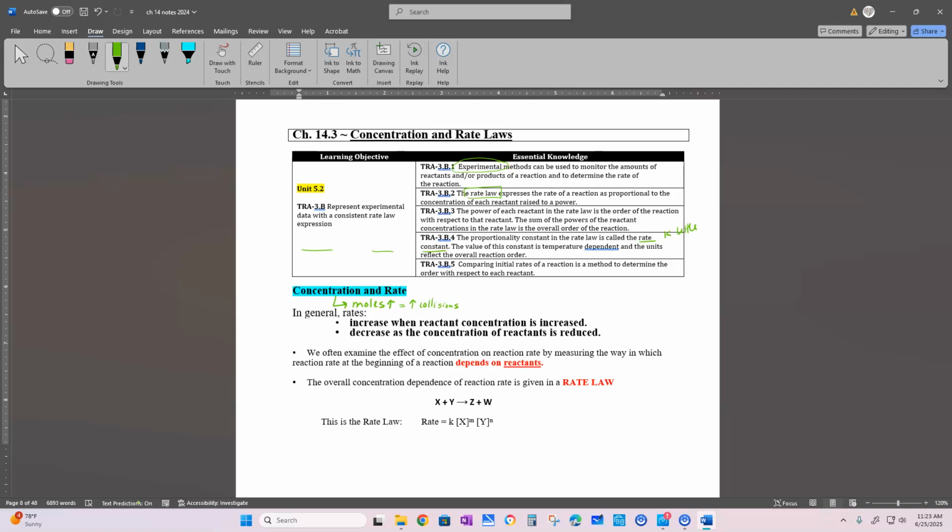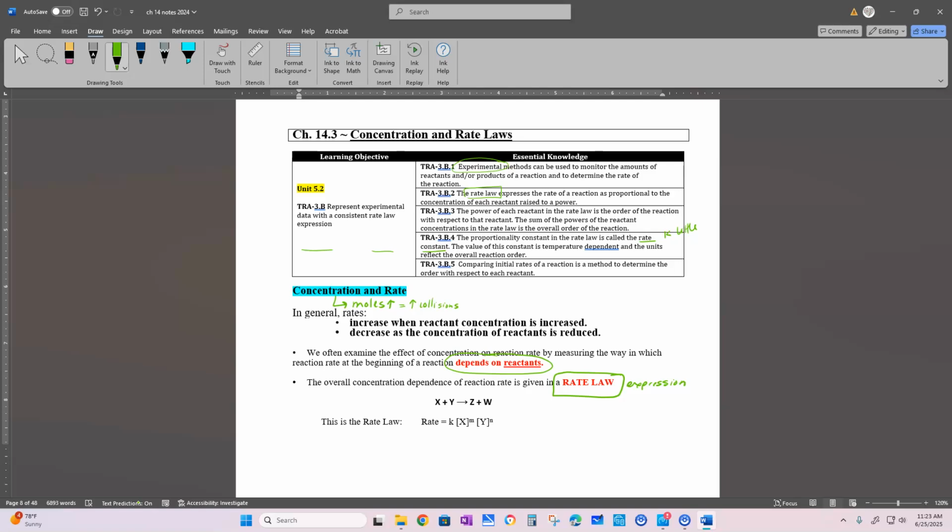We often examine the effect of concentration on reaction rates by measuring the reaction rate at the beginning of the reaction, and it always depends on the reactants. So you're going to see in this expression, we're going to kind of exclude the products for a while. Let's take the overall equation, just a generic equation. X plus Y gives you Z plus W. Okay, in a rate law, and like I said, sometimes they call it rate law expression, this would be the rate law.